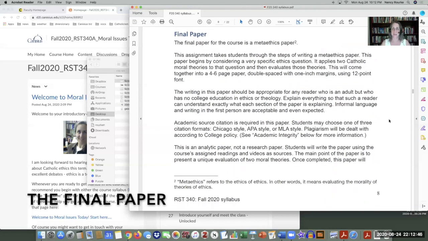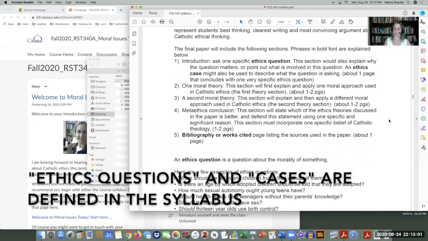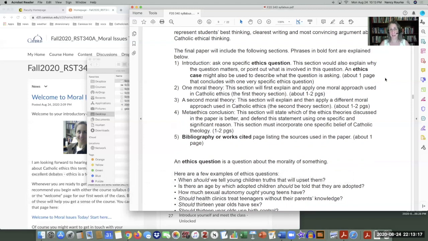I want to talk a little bit about the final paper. Here I'm looking at syllabus page 8. The final paper is somewhere between 4 and 6 pages, and it asks one very specific ethics question. In order to explain what you're after with the ethics question you're asking, you can describe an ethics case, which illustrates the sort of ethics question that you're interested in. You will then take 2 of the theories of ethics that we use and answer your own ethics question using each of them, first one, then the other.